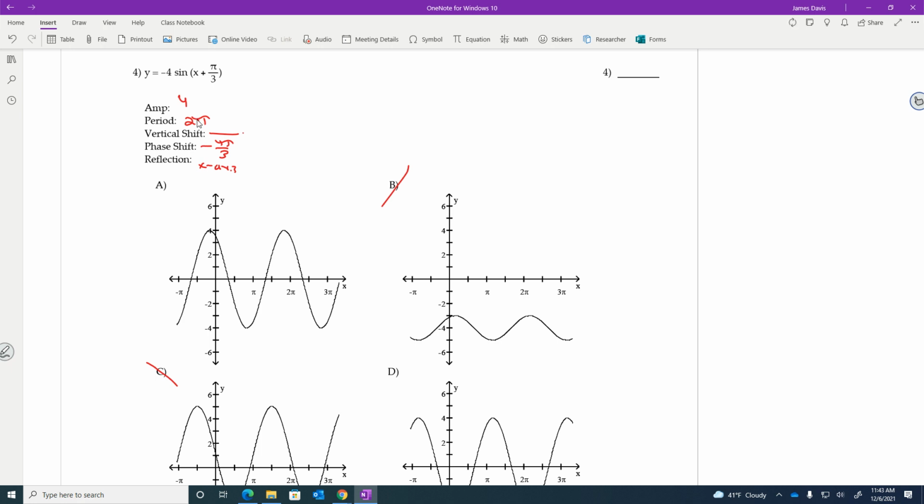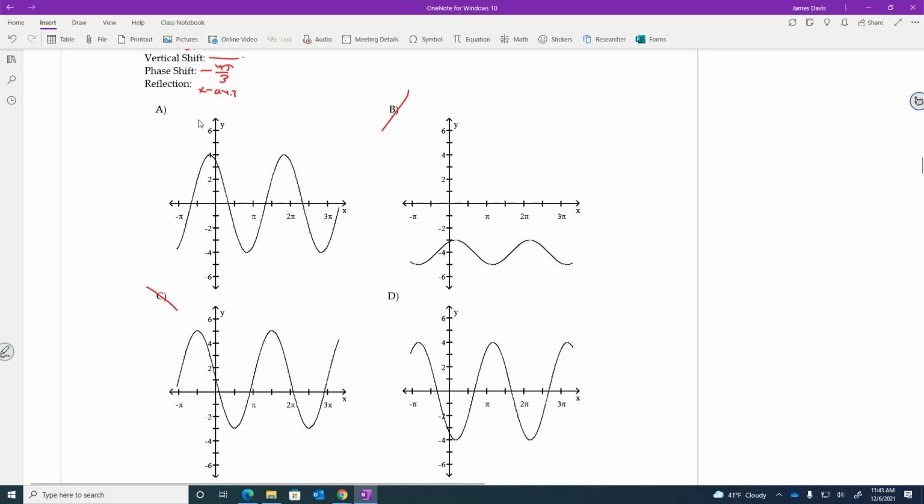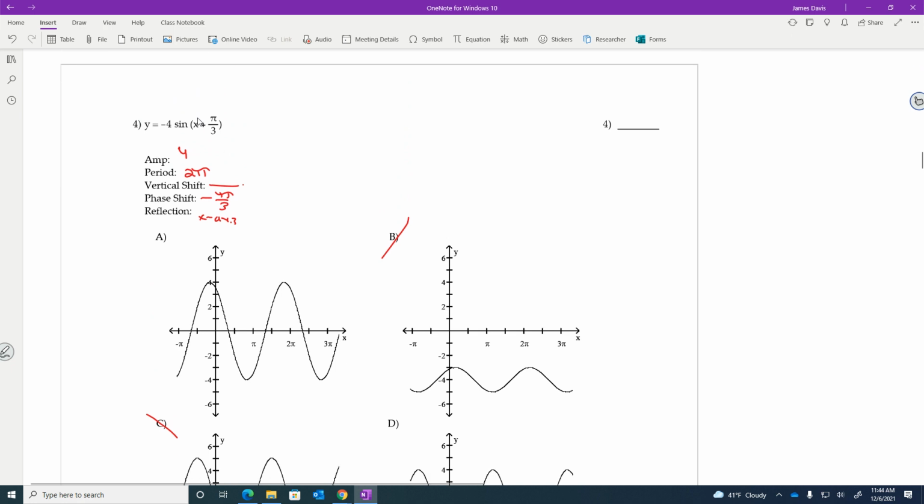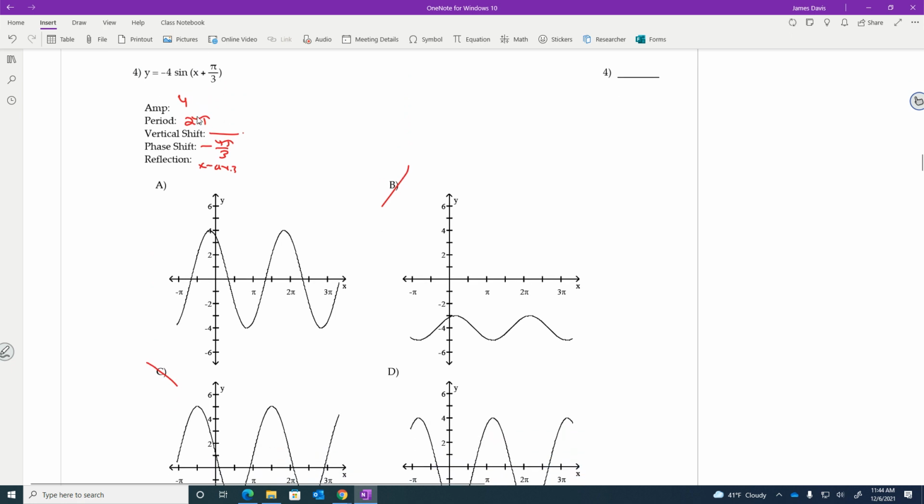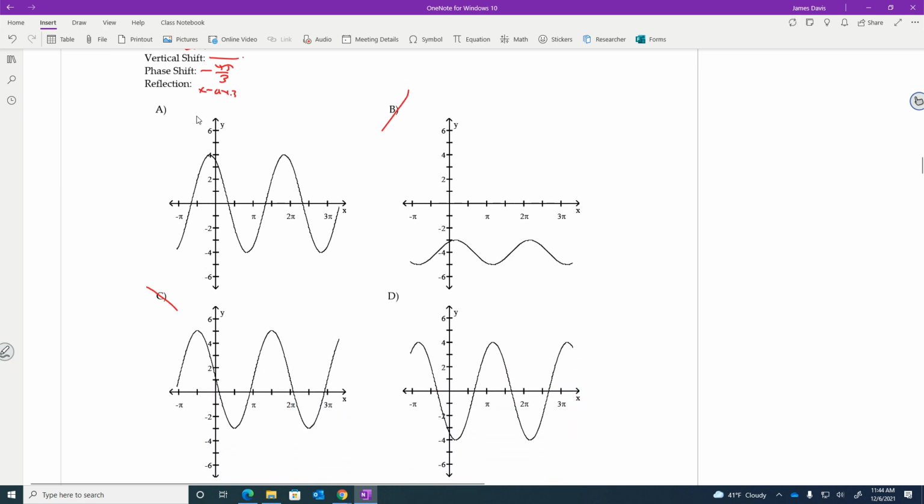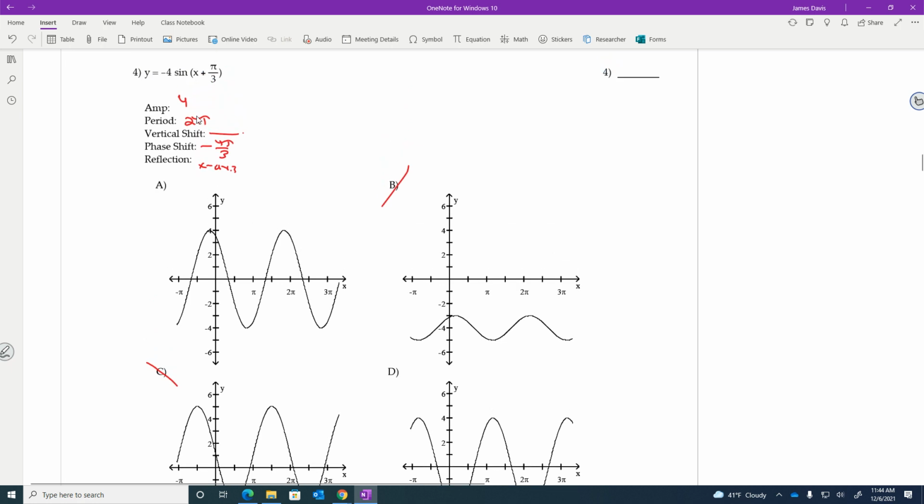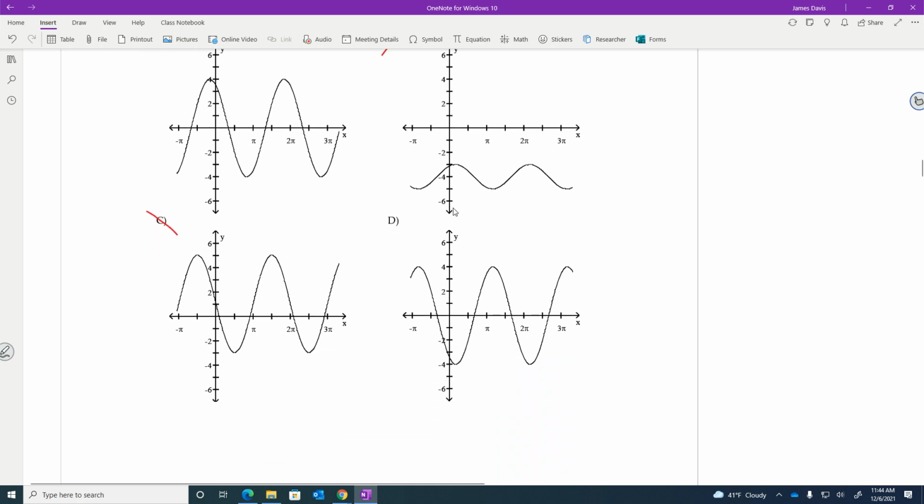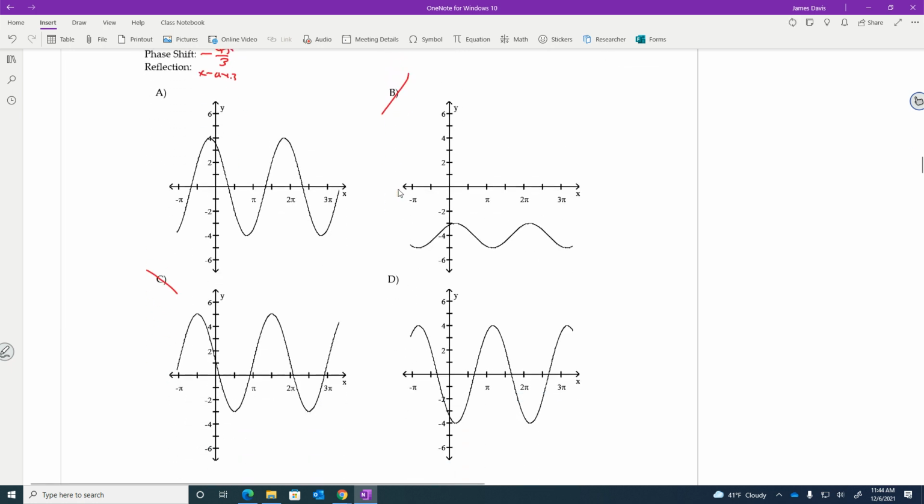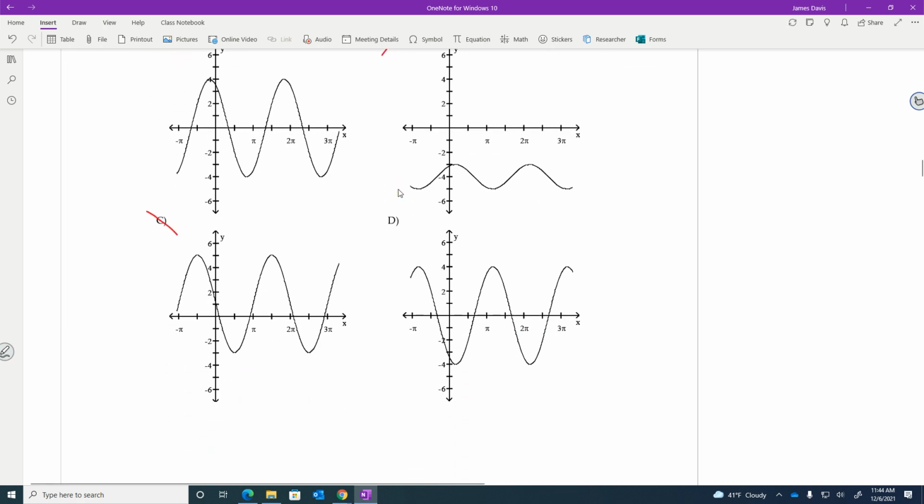And it's a sine graph. So -pi over 3, we're going to be going to the left pi over 3 for a sine graph. And period has to be 2 pi. So the only one that works is D, because this one, it's also reflected too. Isn't it reflected? Yeah, it's reflected, so it's going to be down to start.